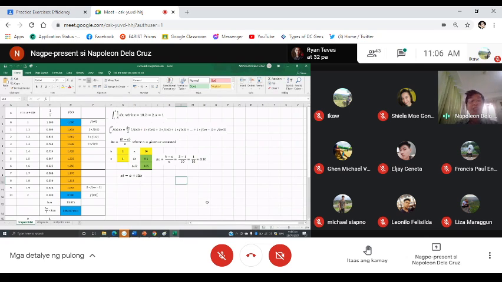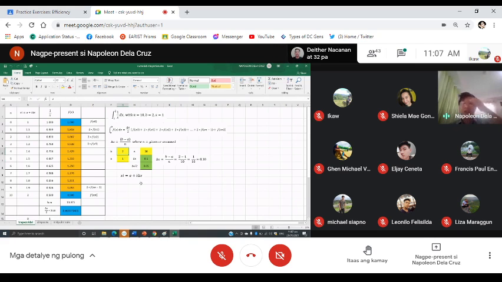Nailagay ko na sa ating GC ang screenshot nito. So this is now the trapezoidal rule. So we have now n equals 0, 1, 2, 3, 4, 5, 6, 7, 8, 9, 10. Nadadrag lang din naman yun. Lagay nyo 0, 1, 2, then after which, drag nyo na lang. Ito ang formula. Ito ay B.